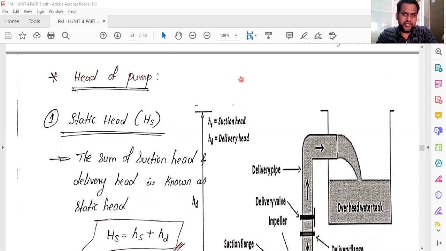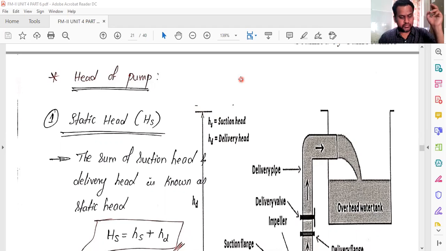So yesterday we were discussing priming. That is, we are discussing the topic called centrifugal pump. Yesterday we discussed priming for a centrifugal pump, and also the work done by the pump or impeller on the fluid. Today we'll continue with the same topic, and we are going to discuss the different heads of pumps, and also the efficiency of the pump.